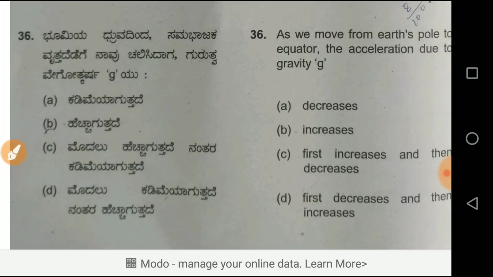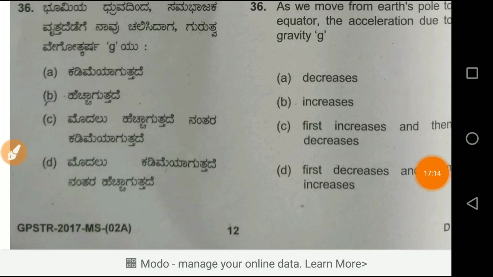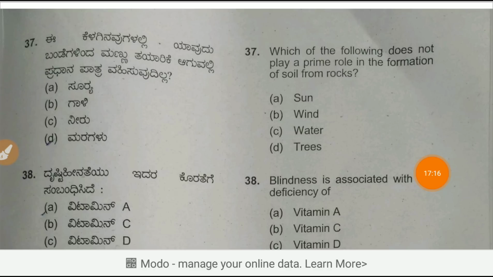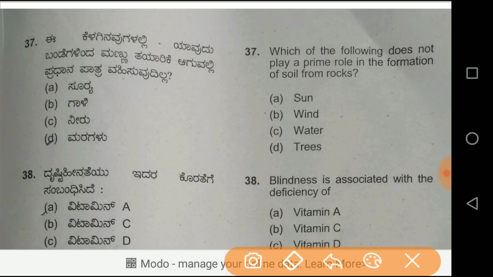Yes. Next one. Next question: which of the following does not play a major role in the formation of soil from rocks? First one, sun, wind, water, trees. Sun plays a major role, wind also plays a major role, water also, but trees do not play a major role. Therefore, the right answer is trees. Option D is the right answer.